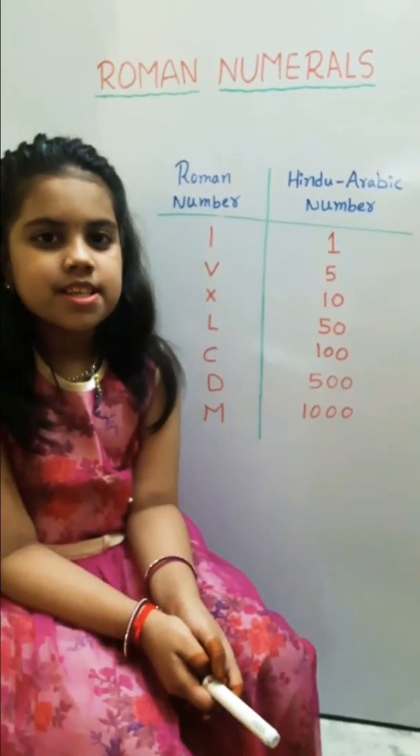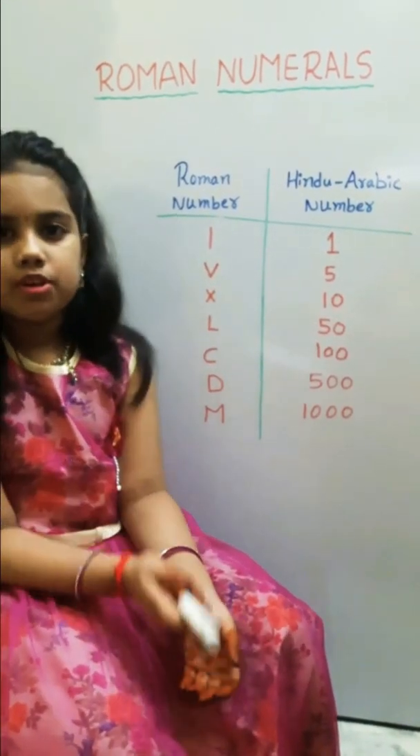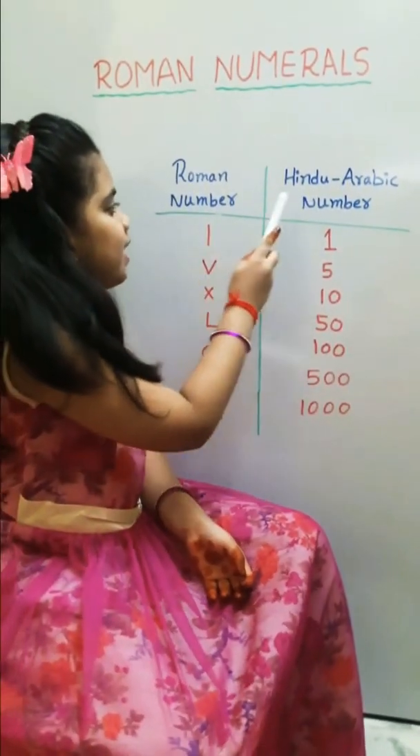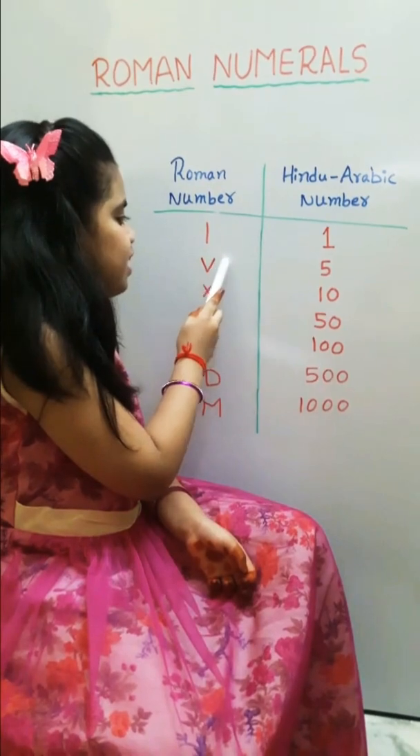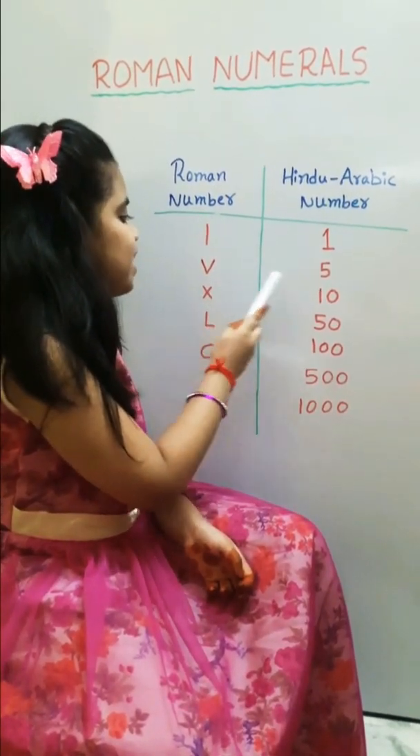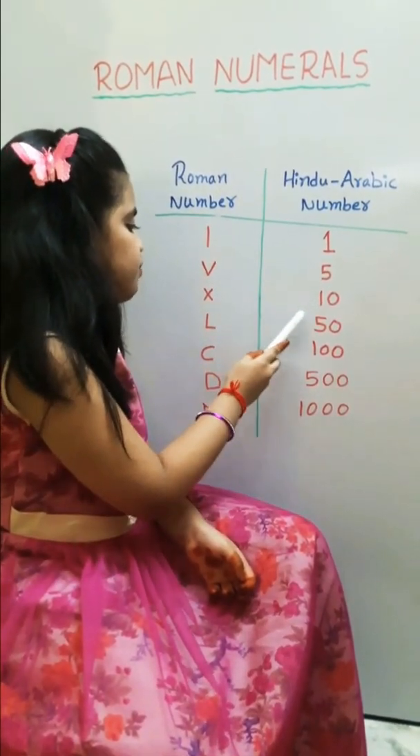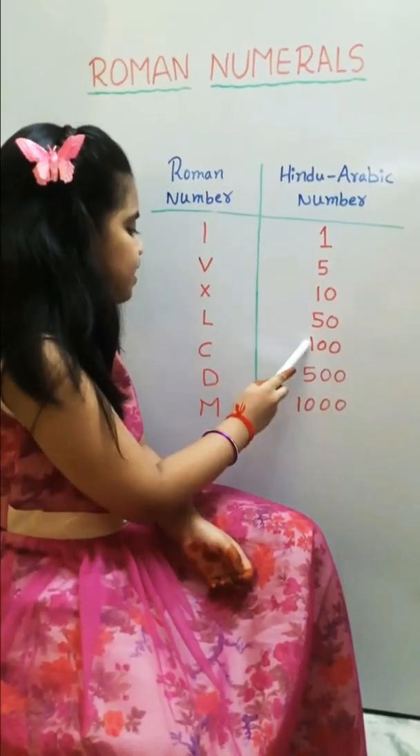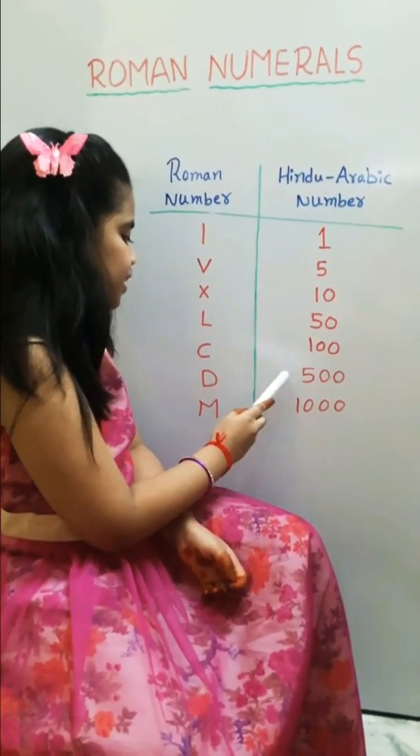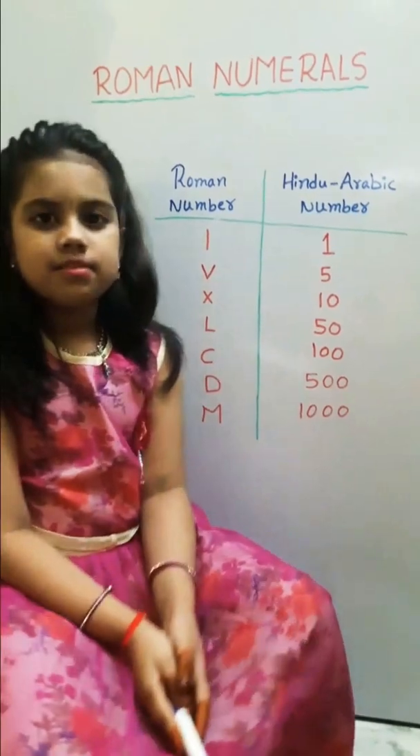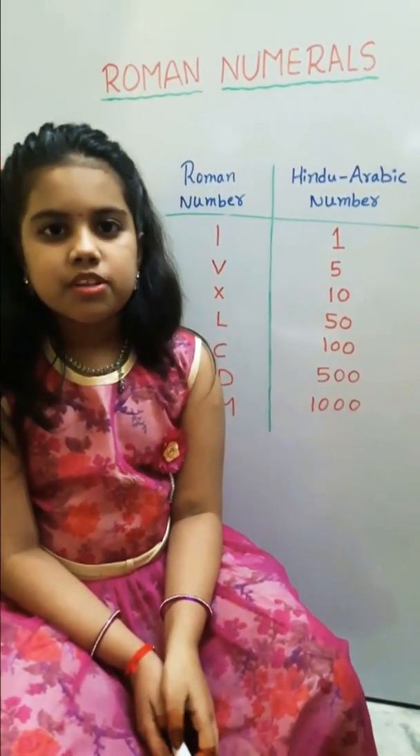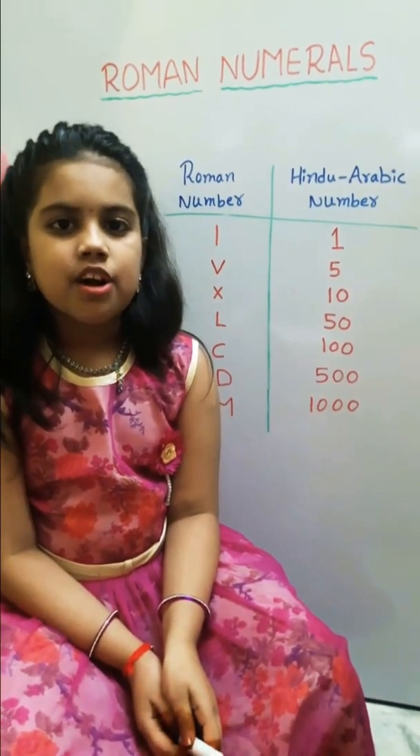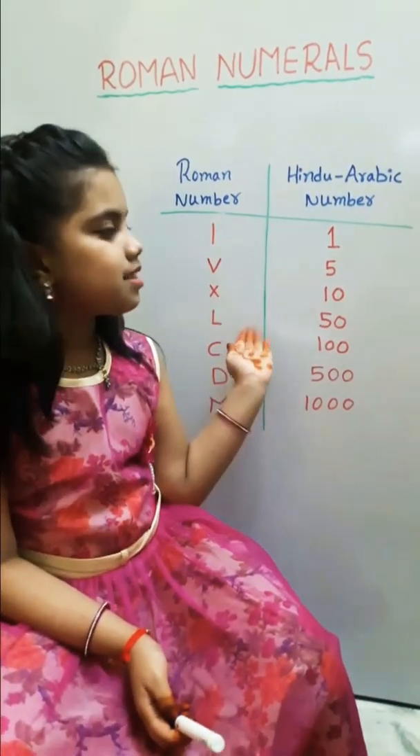The 7 basic symbols are shown in the table. Roman number, Hindu-Arabic number. I, 1. V, 5. X, 10. L, 50. C, 100. D, 500. M, 1000. There are no zeros in Roman numerals. Roman numerals are made up by adding or subtracting these symbols.